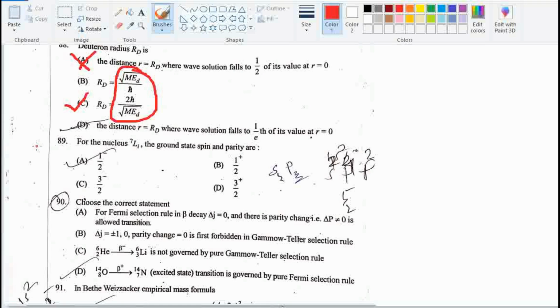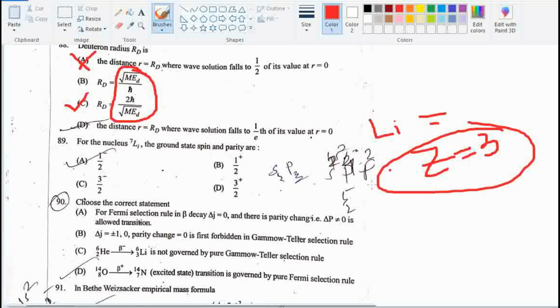Now come to question number 89. We have to find the spin parity of the ground state of lithium Li7. For lithium the atomic number is Z equal to 3. Hydrogen, helium and lithium, so it is third in the periodic table. So for this lithium, proton number equals 3, and as the mass number is 7, that means how many neutrons? 4 neutrons are present here in the case of Li7.